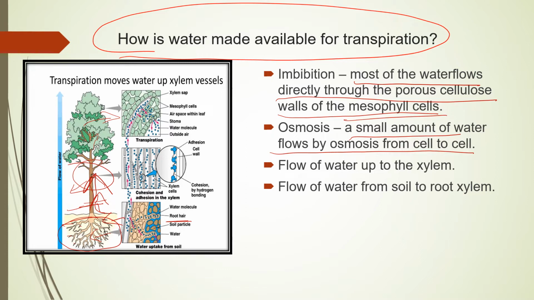If you have not gone through imbibition and osmosis in the previous lesson, it will be difficult to understand what the process of imbibition and the process of osmosis are. So please go through that part, where I have discussed imbibition as well as osmosis in a full lesson. Then only you will understand how water is made available for transpiration by this process.